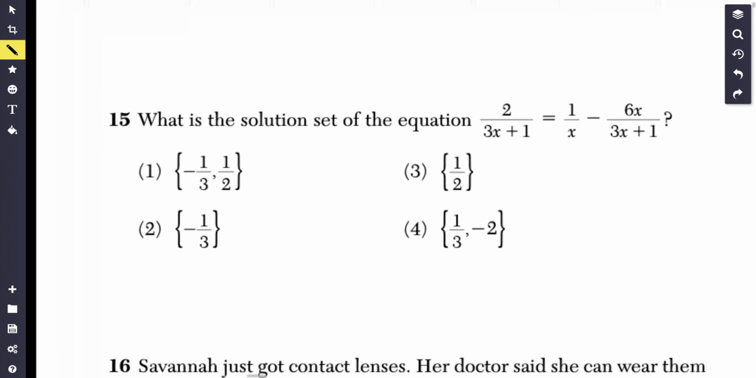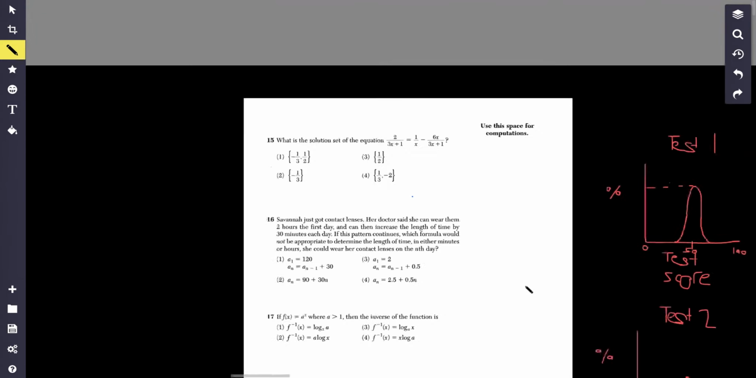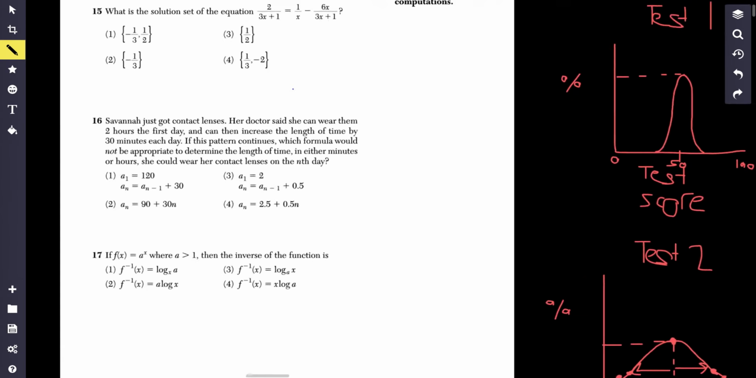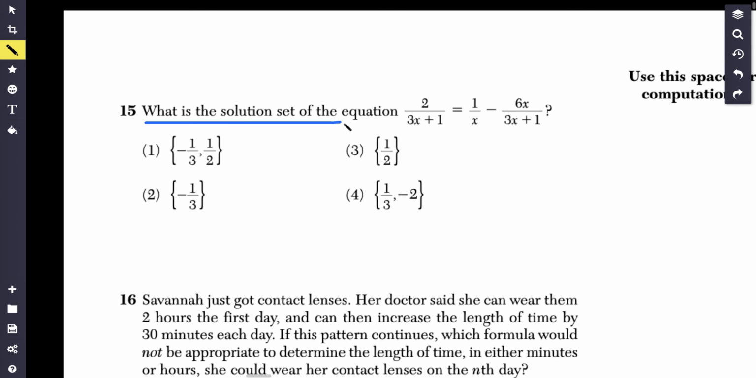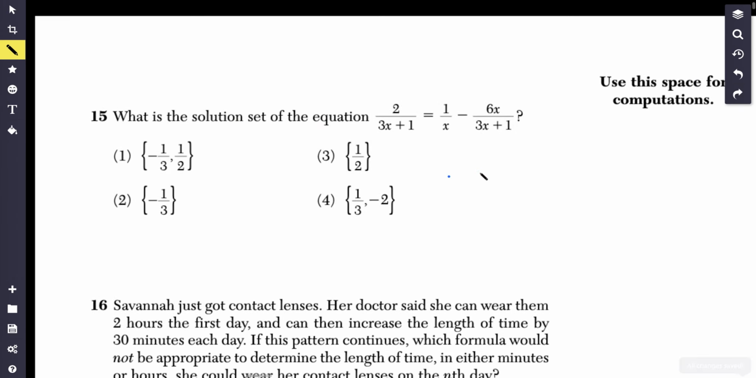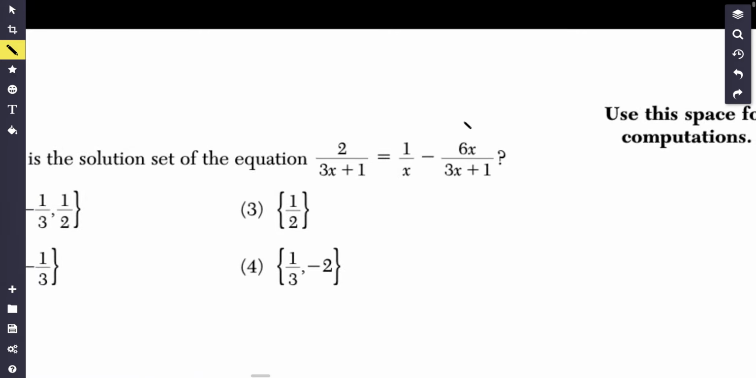What is the solution set to the... All right, this isn't in order because importing to test the sketchpad is kind of weird, but all right. What is the solution set of this equation? How would I do this?